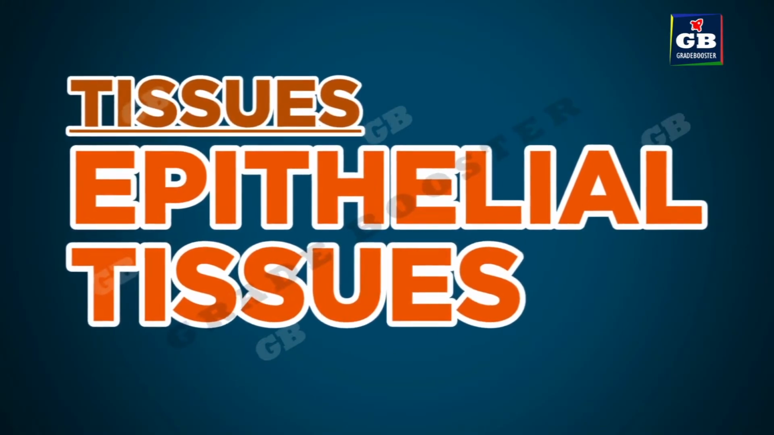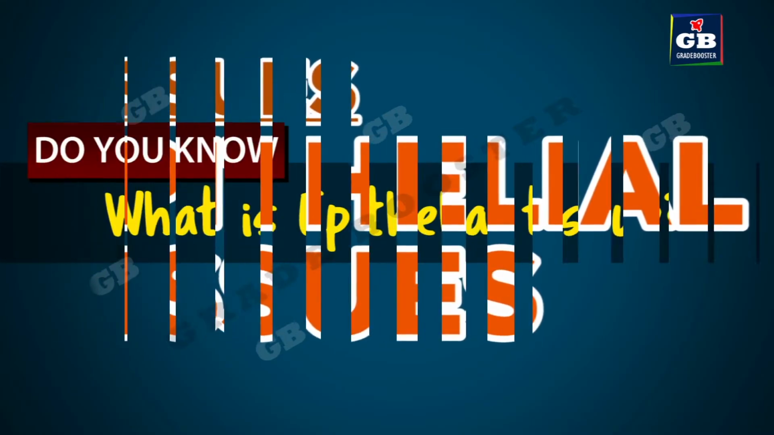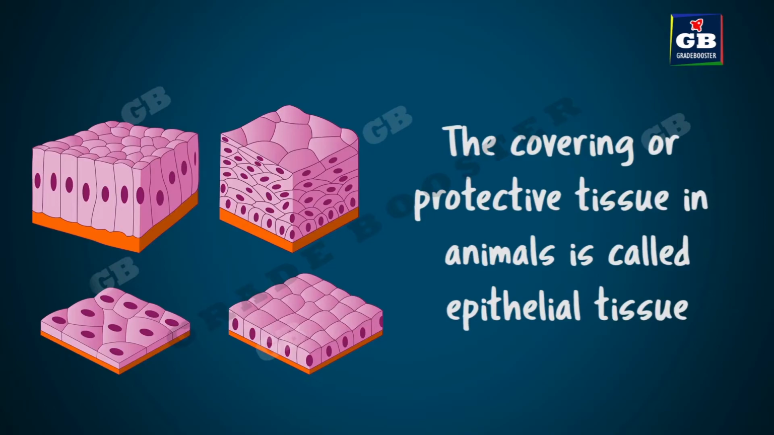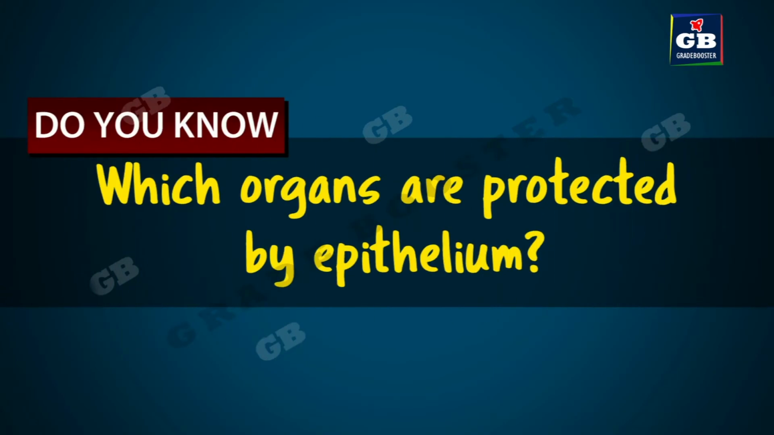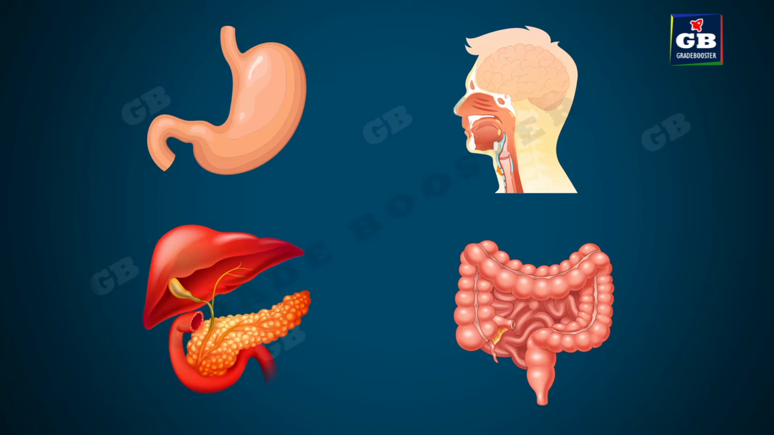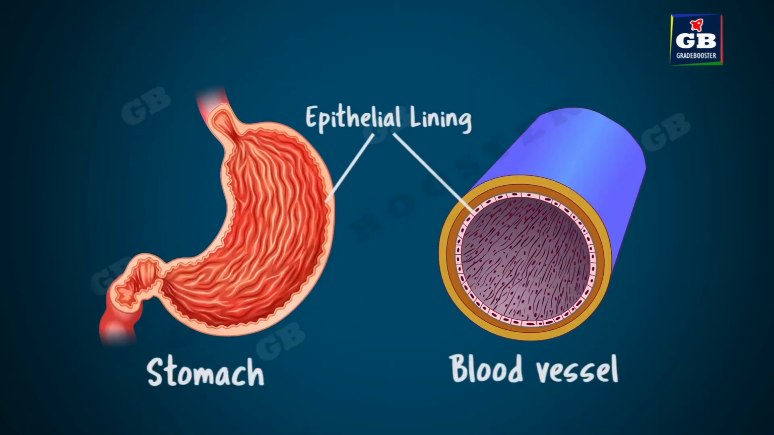Epithelial tissue. Now, let us learn about epithelial tissue. What is epithelial tissue? The covering or protective tissue in animals is called epithelial tissue. Do you know which organs in our body are protected by epithelium? Almost all organs and their inner cavities are covered by epithelium. The outer as well as inner surface of the organs like stomach, blood vessels are covered by epithelium.